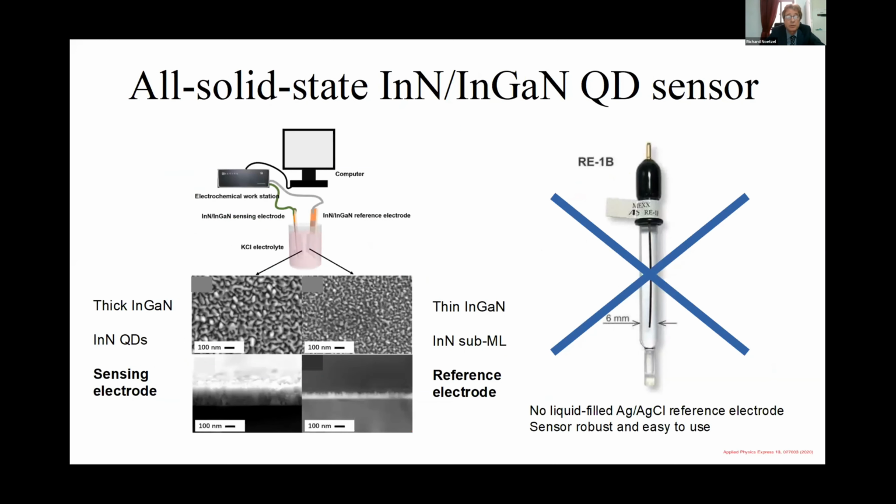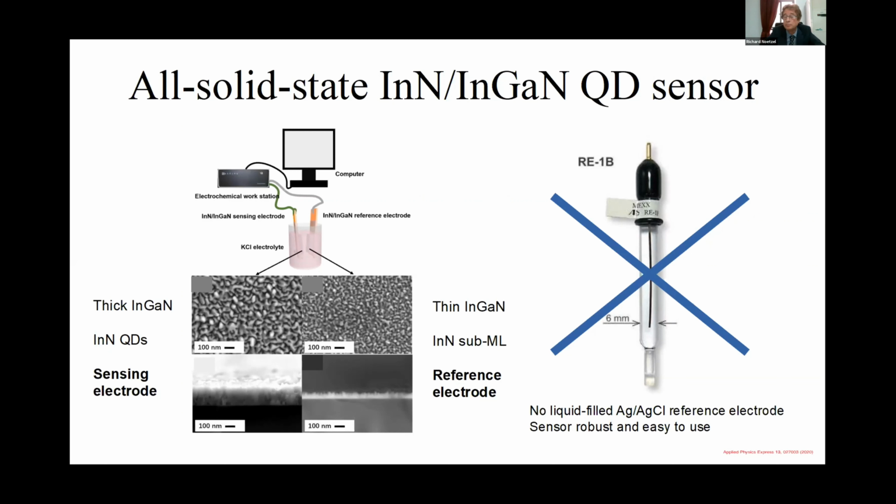Finally, I would like to show you an all-solid state indium gallium nitride quantum dot sensor. We have found that if we grow thick indium gallium nitride layers with indium nitride quantum dots on top, we get a sensing electrode with a very high sensitivity. If we grow a thinner indium gallium nitride layer, the morphology changes. And if we grow indium nitride submonolayers, so partial monolayers, we can produce a reference electrode which basically does not show response to analyte concentrations. So it provides a stable reference potential, what a reference electrode should do.